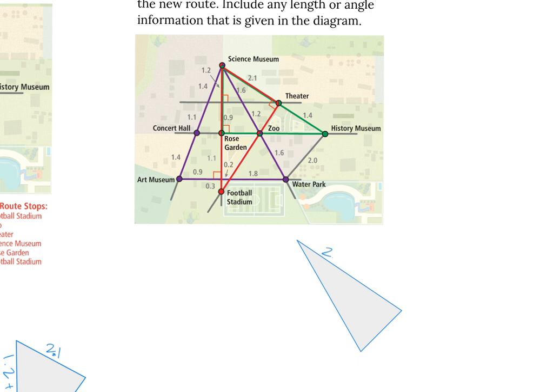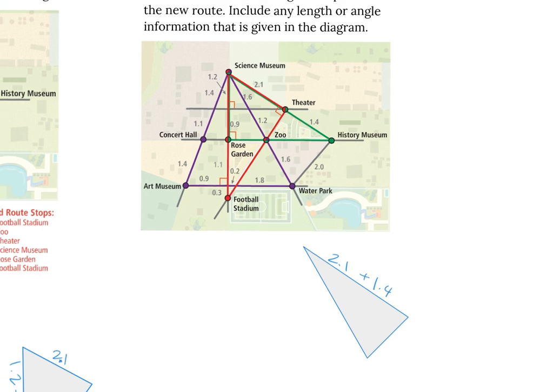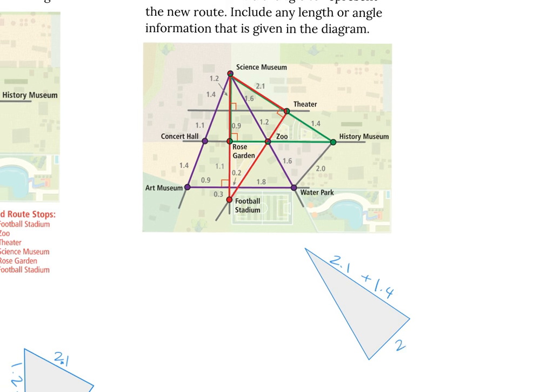So 2.1, 1.4, 2, 6. Okay, so then when I combine those measurements, I would get 3.5, 4.4, and then the 2. Okay, so that would be our new route measurements.